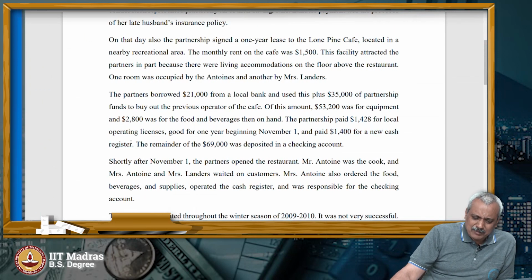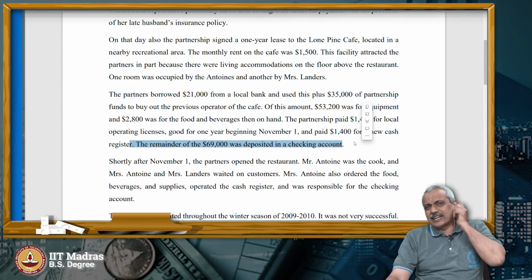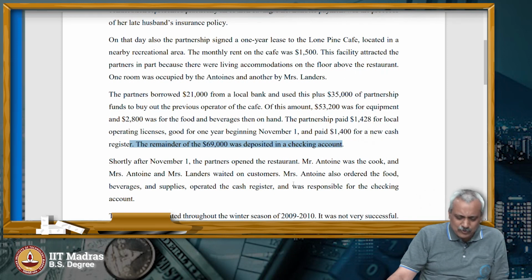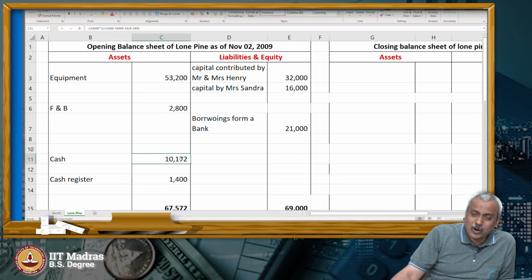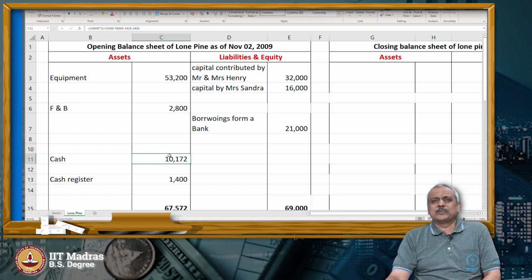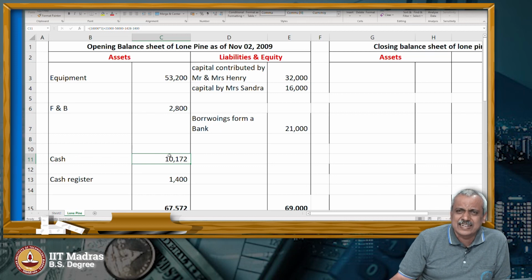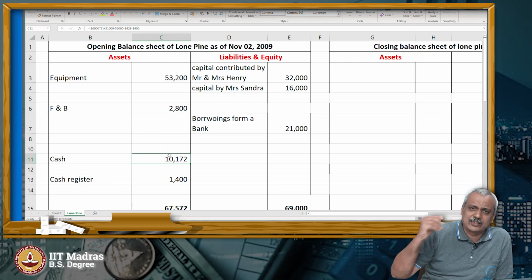It says that the remainder of the 69,000 was deposited in a checking account. What is the remainder of that 69,000? How 69? 48,000 capital, 21,000 borrowing, total of 69. What is the remainder? The remainder is 10,172, and that is deposited in a checking account, basically a bank account.